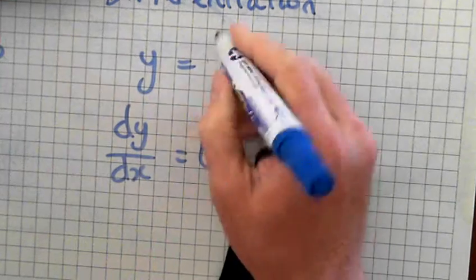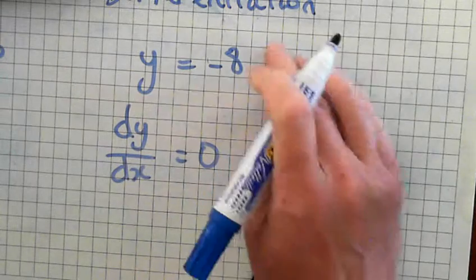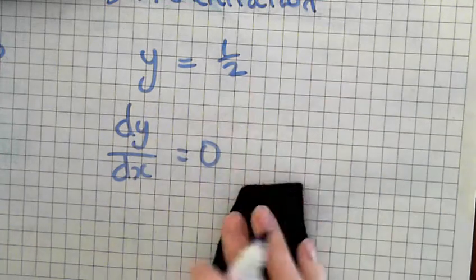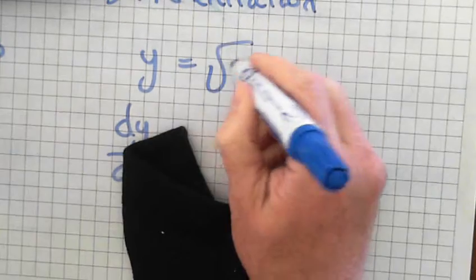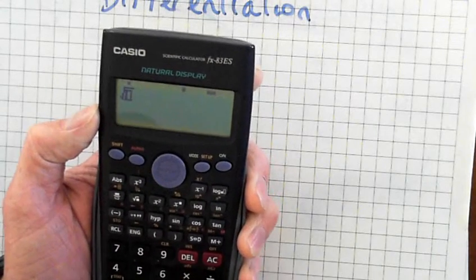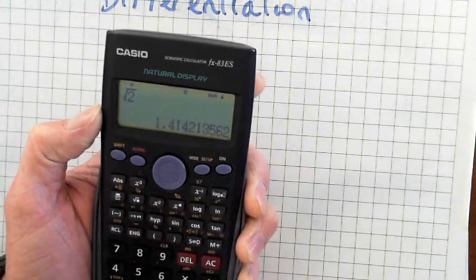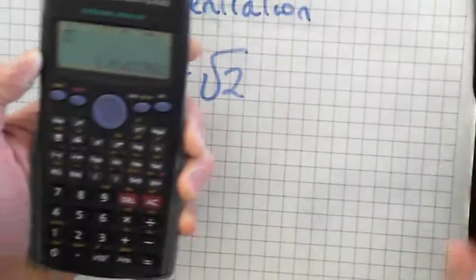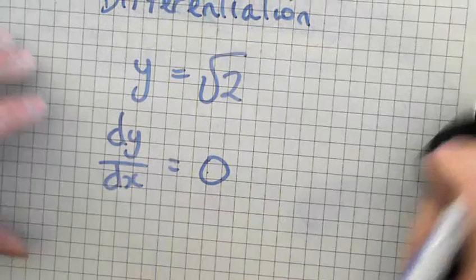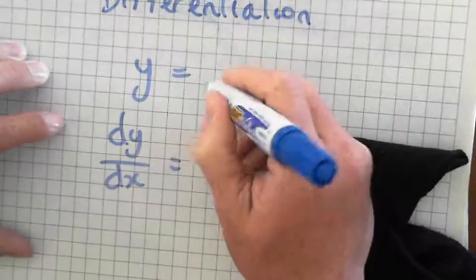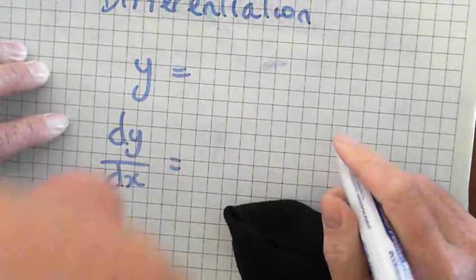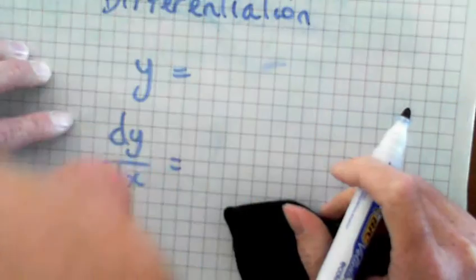What happens if you differentiate minus 8? You get 0. What happens if you differentiate a half? You get 0. What happens if you differentiate square root of 2? The square root of 2 is a number. Any number, zero. Square root of 2 is 1.41421352. What happens if you differentiate that? You get 0. What happens if you differentiate a decimal, 0.25? You still get 0. Does that make better sense?